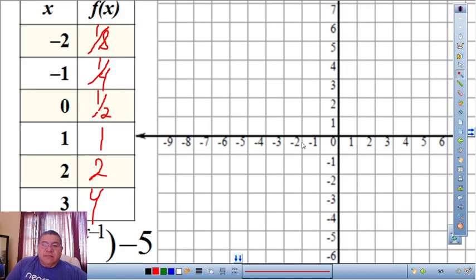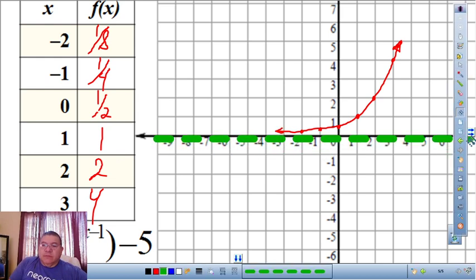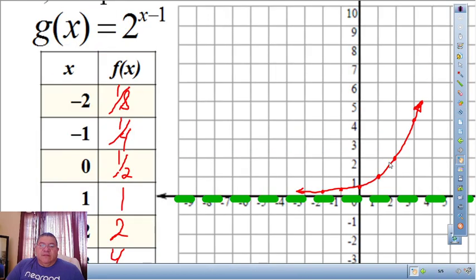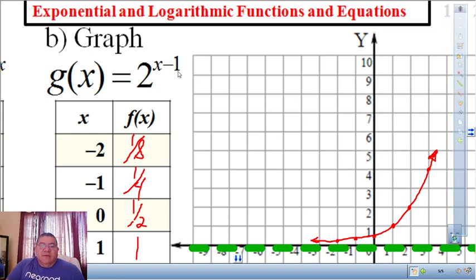That's our last one that we did. And once again, it's negative 2, 1/8. Negative 1, 1/4. 0, 1/2. 1, 1. 2, 2. And 3, 4. In our invisible asymptote, it's right there. And why is it right there? Because it doesn't have anything after the exponent, any constant.